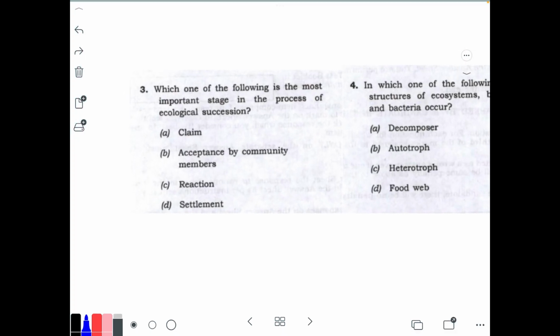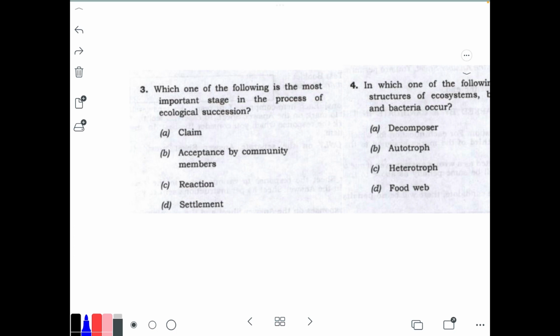The third question is, which one of the following is the most important stage in the process of ecological succession? Now we should know that there are 5 stages in ecological succession. The first step is nudation, that is the formation of nude or bare area that may result from flooding, erosion, landslide, etc. The second is invasion, that is arrival of different organisms that can settle on the bare area.